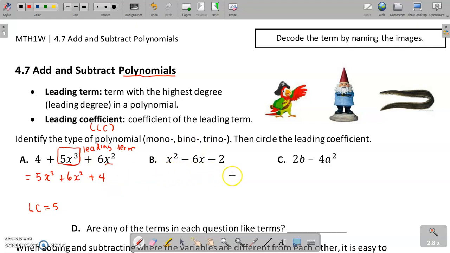If we look here, this is actually already in order. And if I jump back to part A, is it a monomial, binomial, or a trinomial? Well, since it has 3 terms, then we know it's a trinomial.